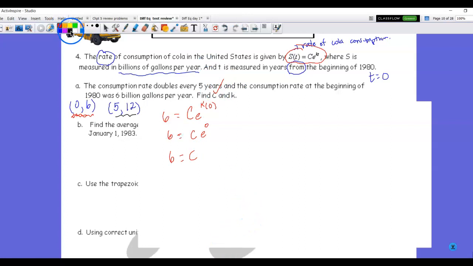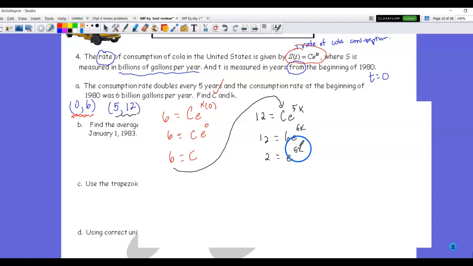Now I'm going to use the second point and substitute into my same equation. So I have the output of 12 equal to C E to the K times T, where T is 5, and I'm solving for K. Remember, we just found that C is equal to 6, so I can substitute that in and get 12 equal to 6 E to the 5K. Divide both sides by 6, and I get 2 equal to E to the 5K.